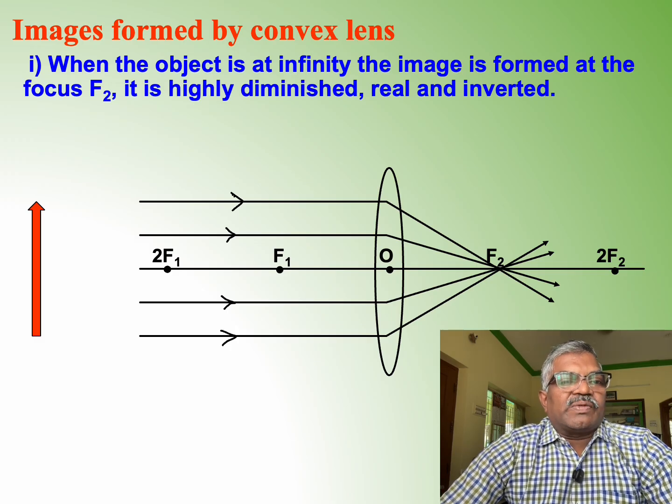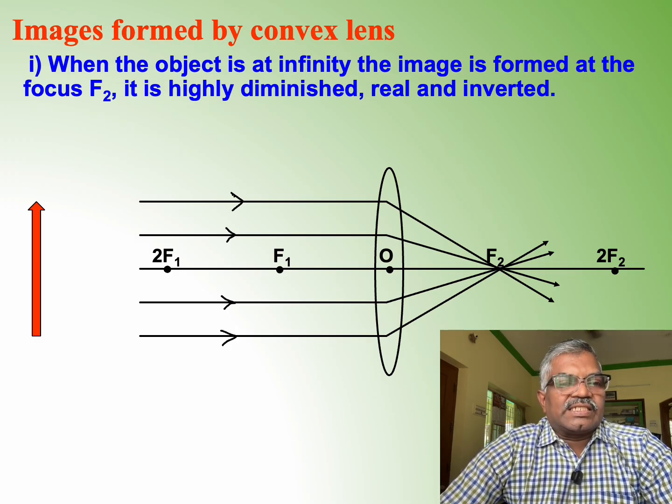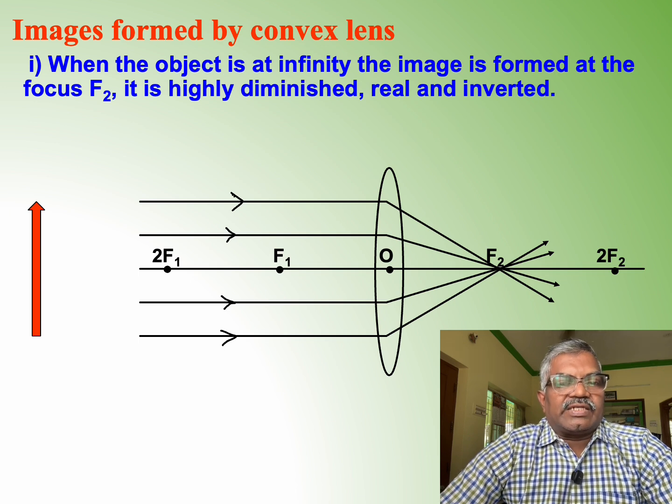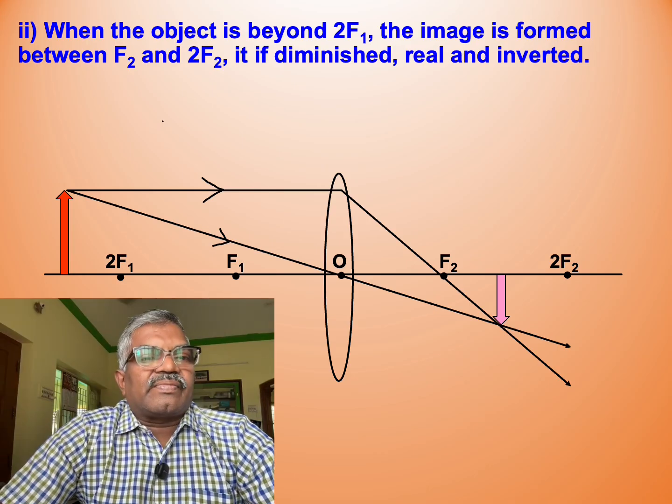Now, images formed by a convex lens. First, position of the object at infinity. So, here this is an object, it is placed at infinity. All the rays coming from the object after refraction will bend towards the normal. So, after refraction it will pass through the focus, and you can get the image at focus. The image will be highly diminished, real and inverted.